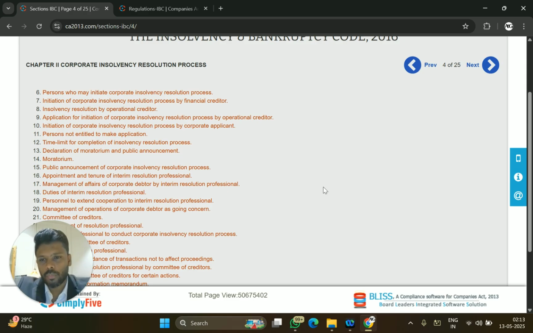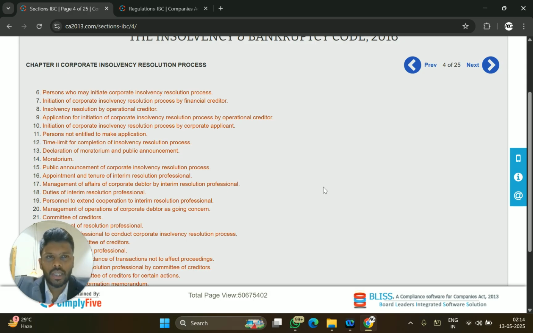Why do the operational creditors not form part of the committee of creditors? There is a separate judgment called Swiss Ribbons that mainly challenged the constitutionality of the Insolvency and Bankruptcy Code, where Justice Nariman has discussed in detail why operational creditors cannot form part of the COC. Coming back to the topic, financial creditors form part of the COC. Once the COC is constituted, the RP has to work under the directions and guidance of the COC.